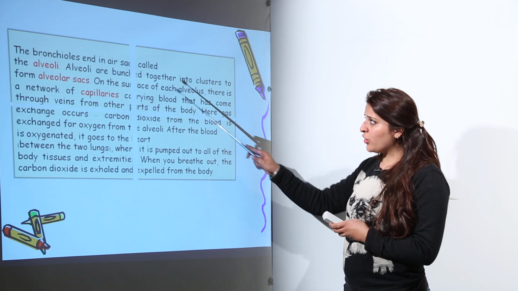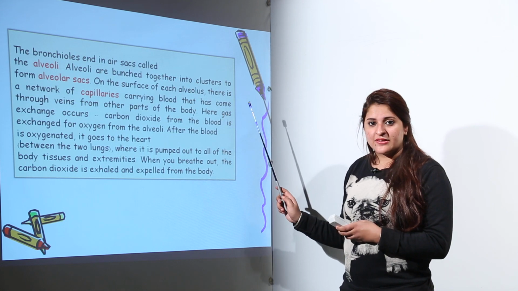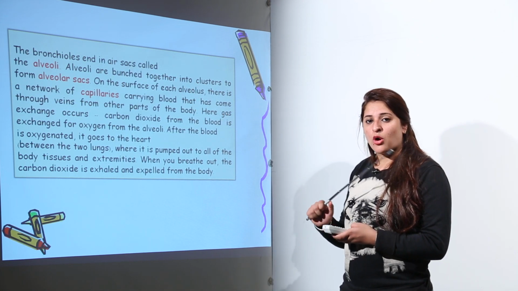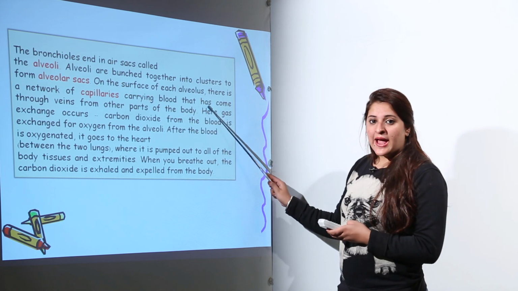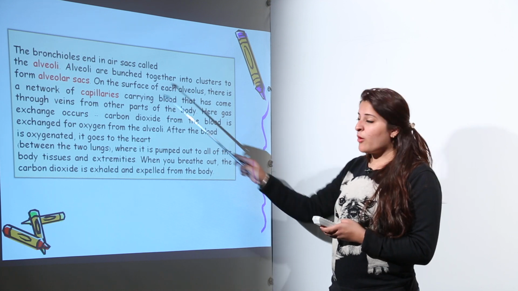Next, the bronchioles end in air sac-like structures, and these sac-like structures where the bronchioles end up are known as alveoli. All the alveoli bunch together so that they form alveolar sacs.